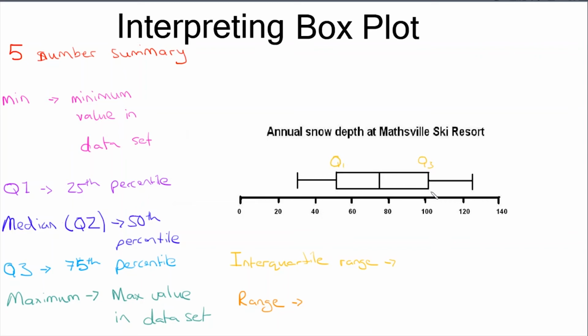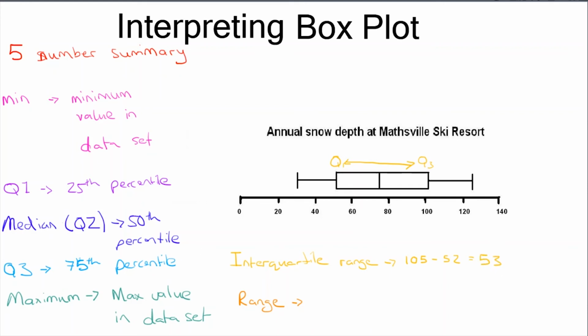minus Q1? I believe we said that Q3 was equal to 105, and Q1 was equal to, what was it? Did we say 50? 52, I think? Well, our interquartile range, the value that is equal to the distance between Q1 and Q3, is equal to 53.